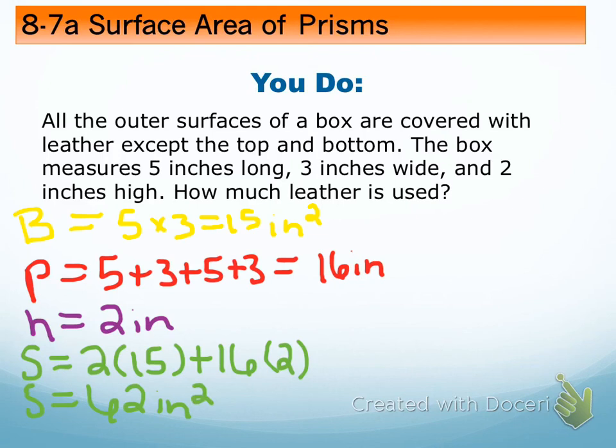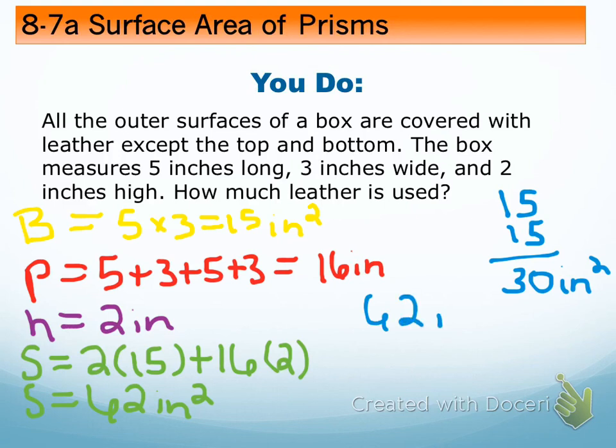But remember, we were told that it's not going to cover the top or bottom. So each of the bases are 15. So you've got 15 and another 15. So that's 30 inches squared that it's not going to cover. So you're going to take that 62 inches squared and subtract the 30 inches squared. So you're going to have a total of 32 inches squared that is covered.